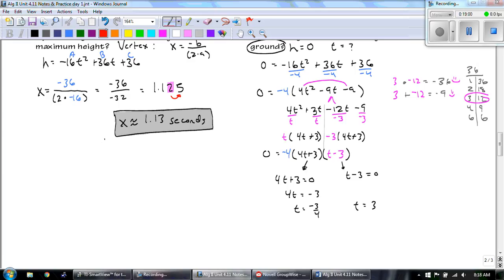So remember that t is time. Can we have negative time? No, we can't. Time can only be positive. So our time that it took for it to reach the ground was 3 seconds.